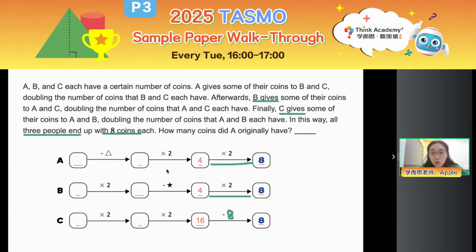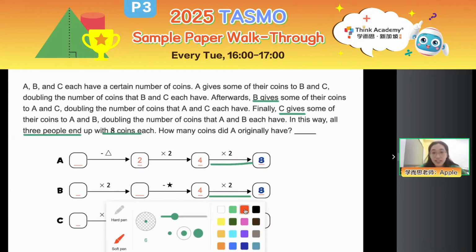Well, a number times 2, that is 4. It should be easy for you, right? 2 times 2, that is 4. And then which number times 2 you can get 16? Well, we know that 8 times 2, that is 16. Again, in this way, how do we figure out the value of the star?